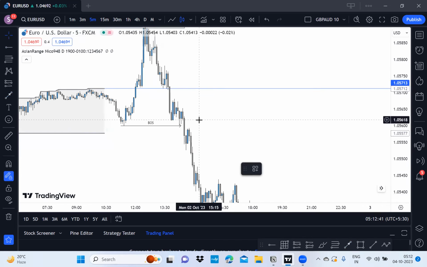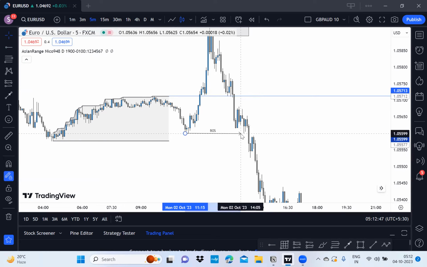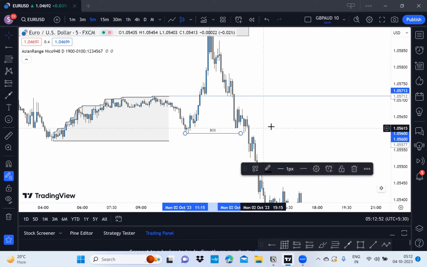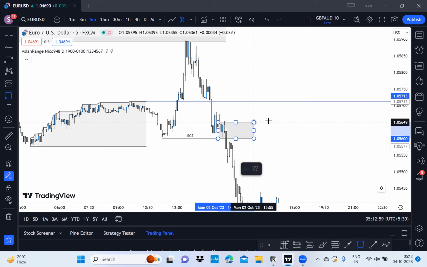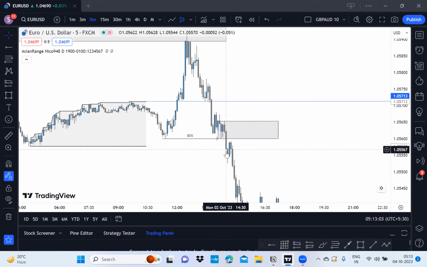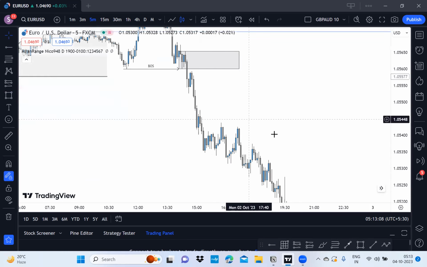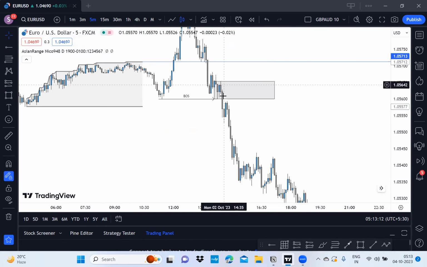But after the BOS, what I can see is the market didn't come to the order block. There are many order blocks, okay? But as we can see, the market didn't come to the order block here itself. This was our order block. After breaking this low, the market didn't come to this order block and it just kept falling to the downside. So yeah, we can say we missed this trade.